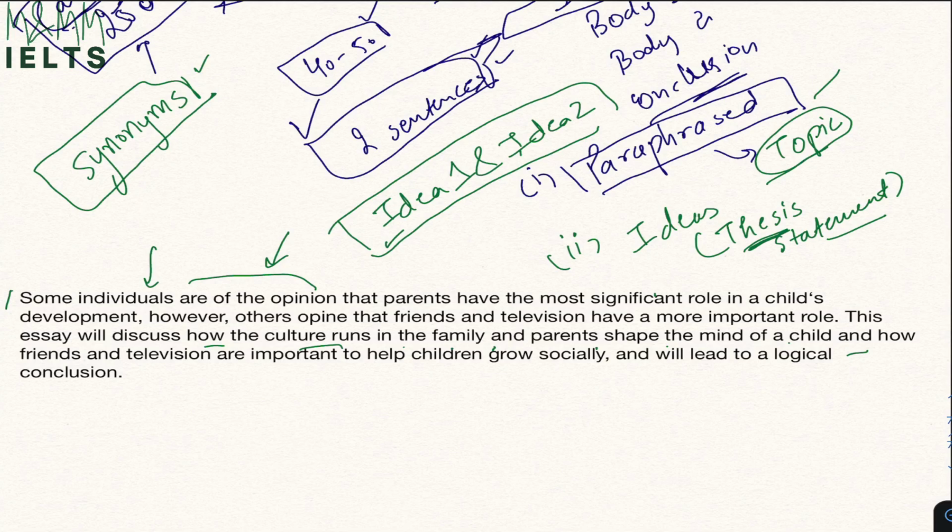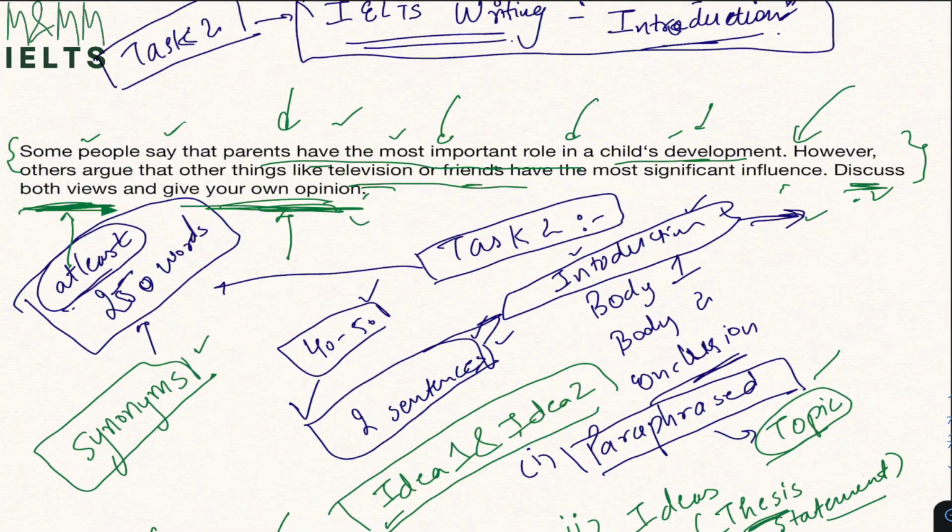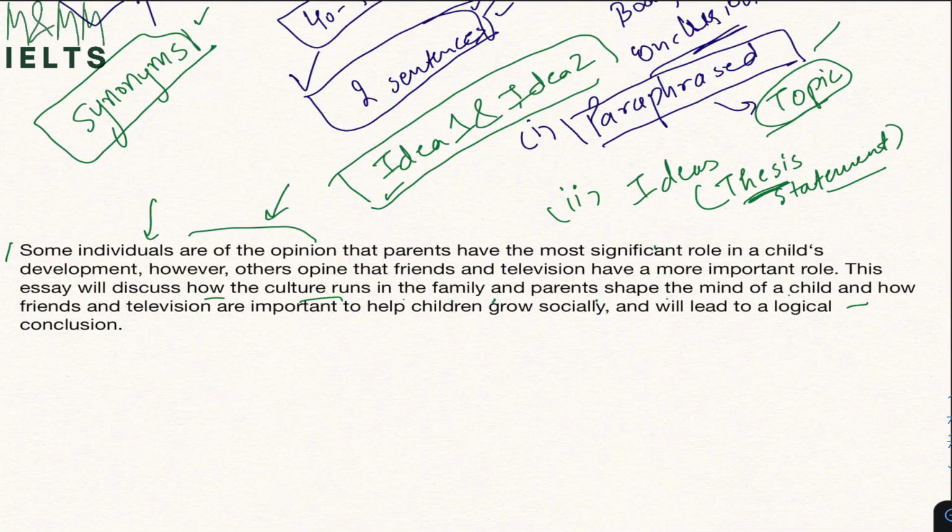And for the second idea, I had to relate that, yes, television and friends play an important role. So how are friends and television important? To help children grow socially. Because if a child or a person has a good friend circle, and he watches a lot of television like news and all these kinds of programs, it will help the child to grow socially, because then he would be able to have good social interaction with other people because of his knowledge and experience.